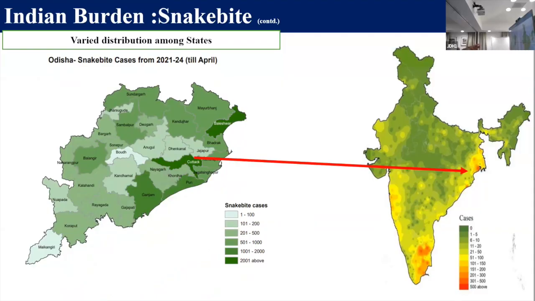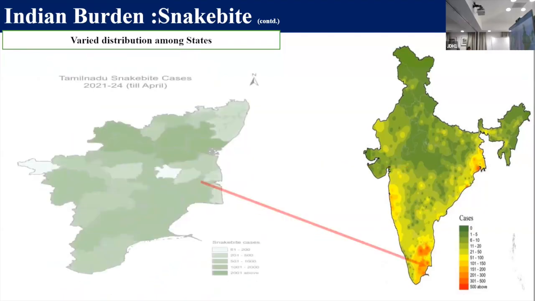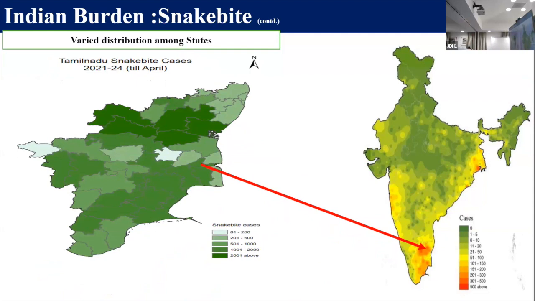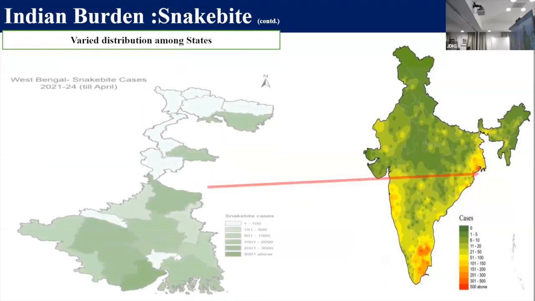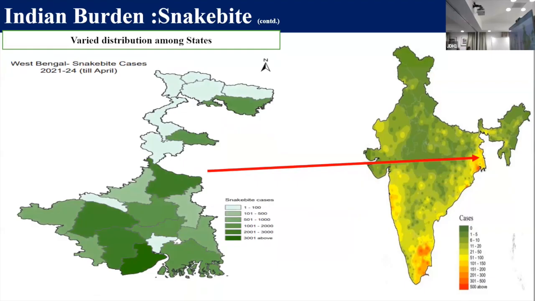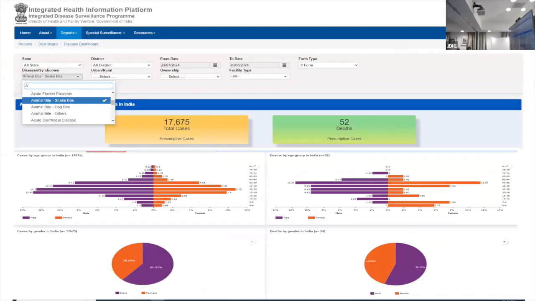Similarly, this is from the eastern part, from Odisha. Cuttack is one of the districts which has a high number of cases and deaths. The same is true for Tamil Nadu. A few representatives are from there. This also has a high number of cases, and among those districts, there are a few blocks or villages which are responsible for more cases and deaths. And this is one of the highest reporting states, West Bengal. So the take home message is that we want to find out where these hotspots are and target our interventions. So this is our integrated health information platform system.